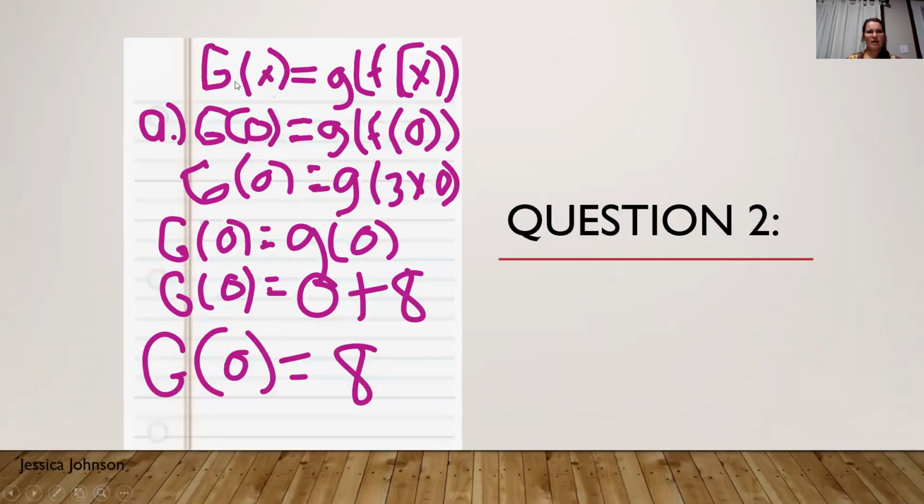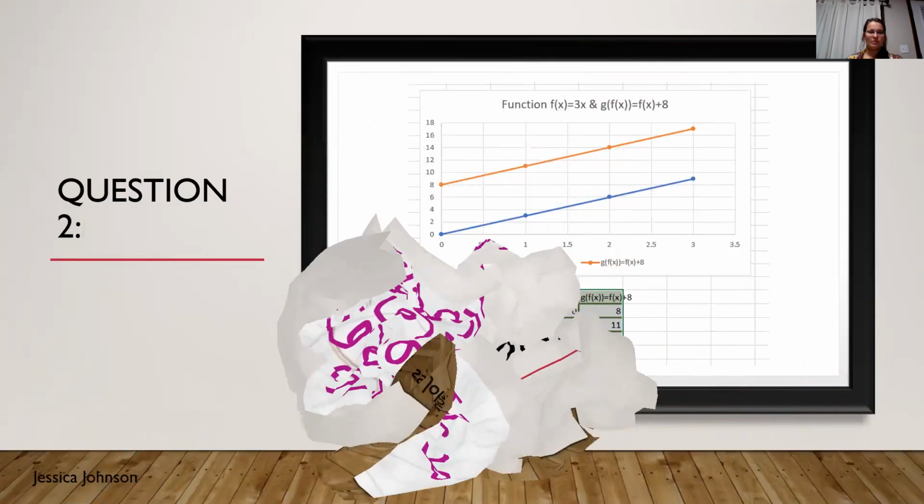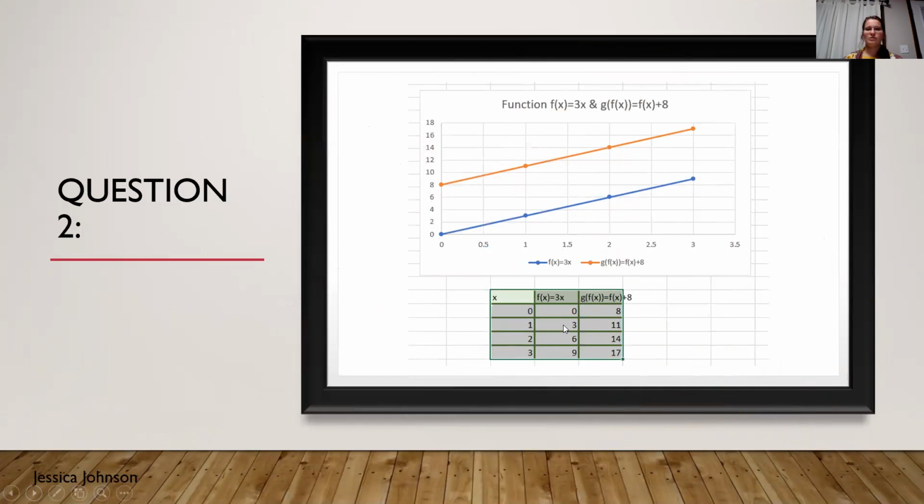Here, I want to show you how to graph a function by hand and plug in the inputs into our function. We were asked to multiply by 3 and then add 8. And then we got 8. Let's get rid of that and let's go to Excel for just a moment. Here I put in the values 0, 1, 2, and 3 for the x value. And then my x value has to obey the rules or the functions of f(x) = 3x and g(f(x)) = f(x) + 8.